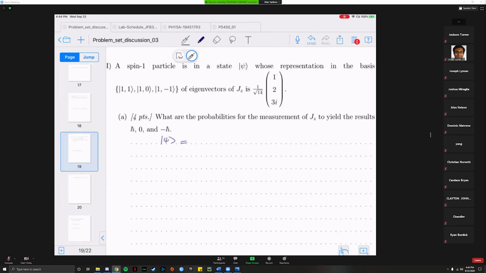Would it be 1, you see the first ket, plus 2 times the second? Okay, yeah, let's... Yep, I think you're right. So let's factor out the 1 over square root of 14, so that way I don't write it too many times. And then I have 1 times 1, 1. Then I have 2 times 1, 0. And then I have 3i times 1, -1.